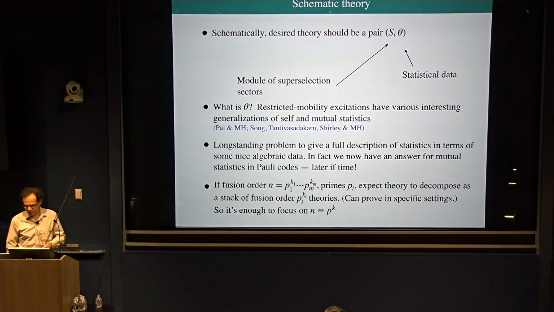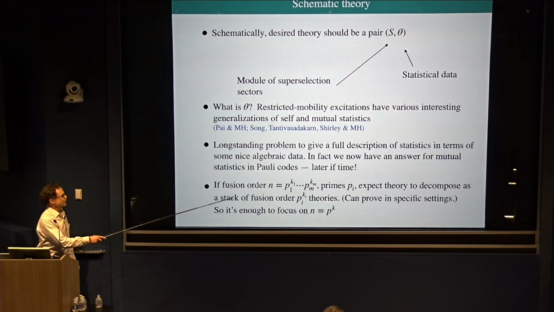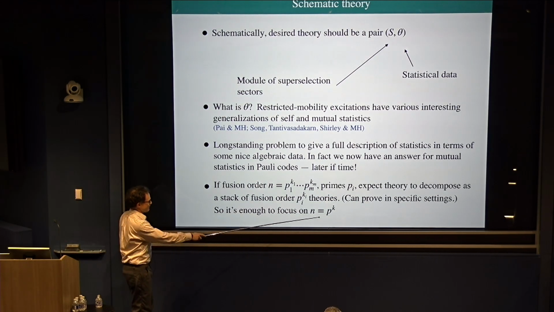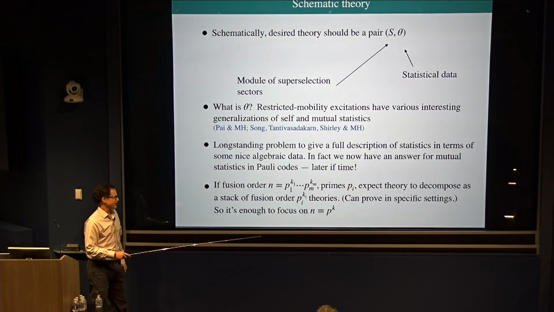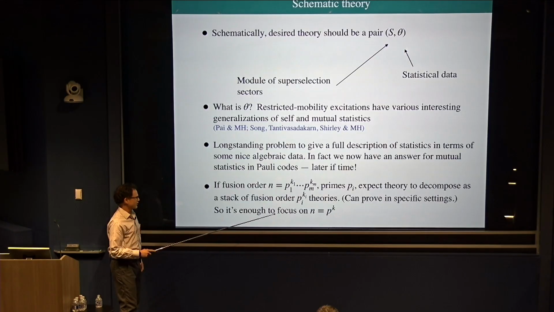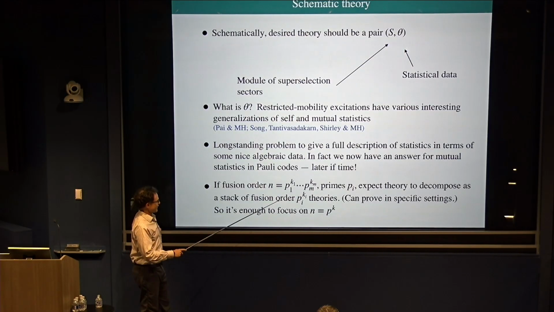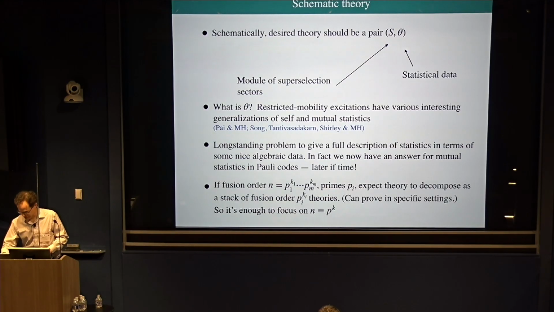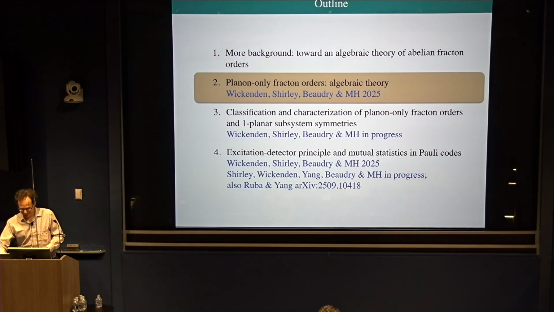Yeah. So just an aside, I mentioned the fusion order. Later, you'll see me restricting to a theory with prime power fusion order, where n is a power of some prime. And the reason is that if n is a composite number, which is a product of many prime powers, you can actually make arguments that the theory should decompose as a stack of theories with prime power fusion order, and you can prove that in specific settings. Okay. So that's something you'll see me do as we go ahead.